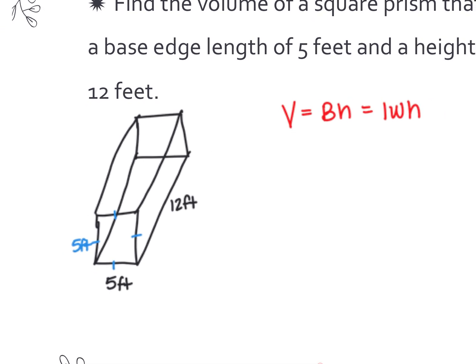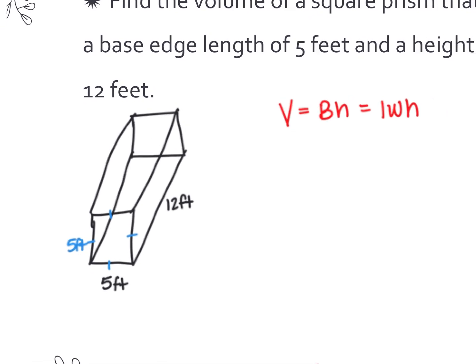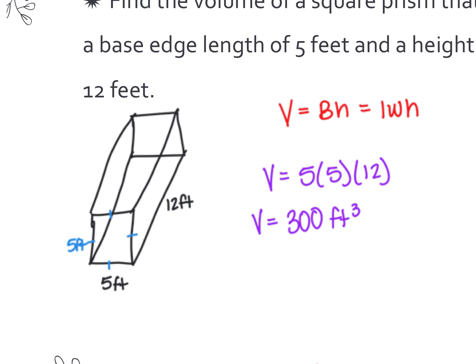So looking at this, solving, I'm going to have volume equals length and width are the same. You could put 5 squared, or you could put 5 times 5 times your height, which is 12. You're going to get 25 times 12, which is going to end up with 300 feet cubed. Okay, again, you will be given that formula on the formula sheet.